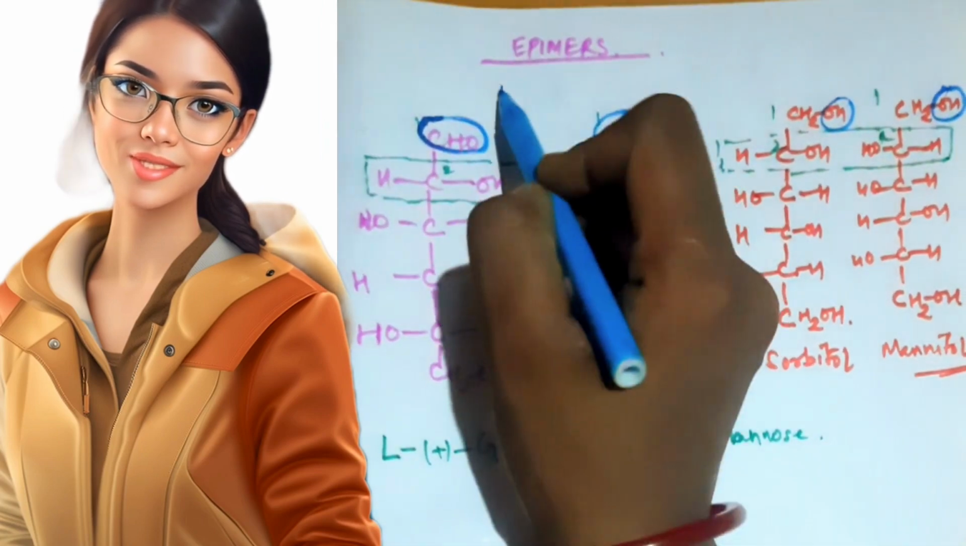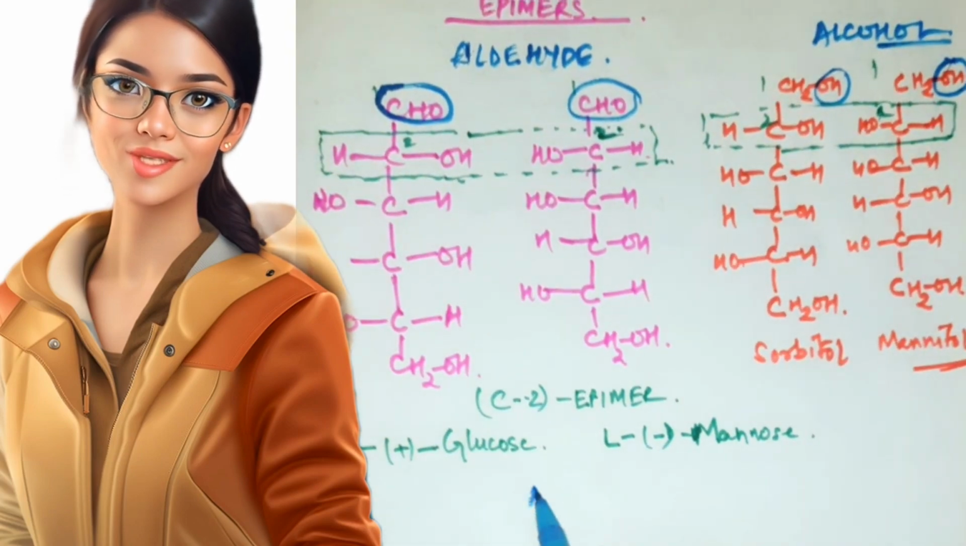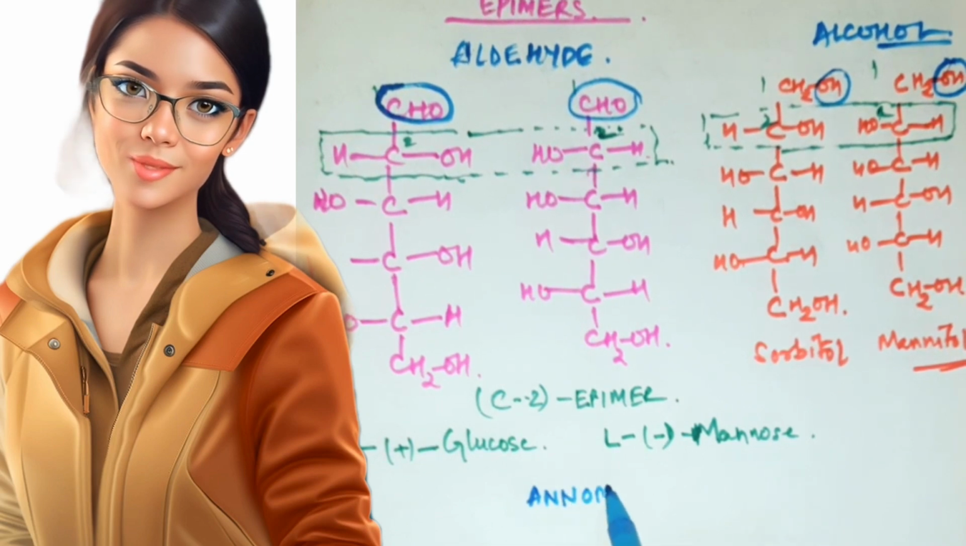The first example I have given is glucose and mannose. These are all aldehydes. Another example is of alcohols, where 2 OH groups are present, so it's sorbitol and mannitol.